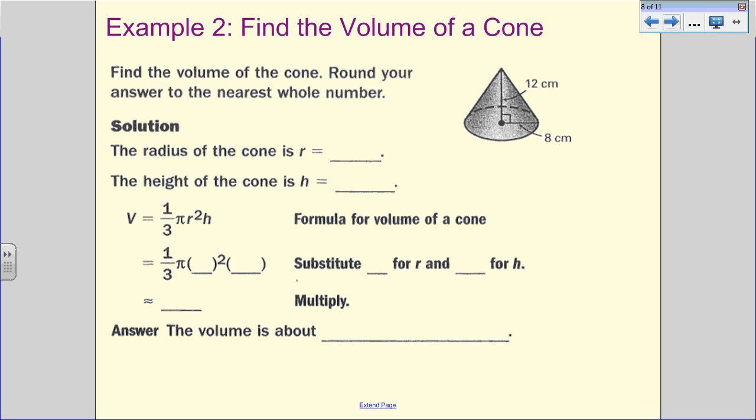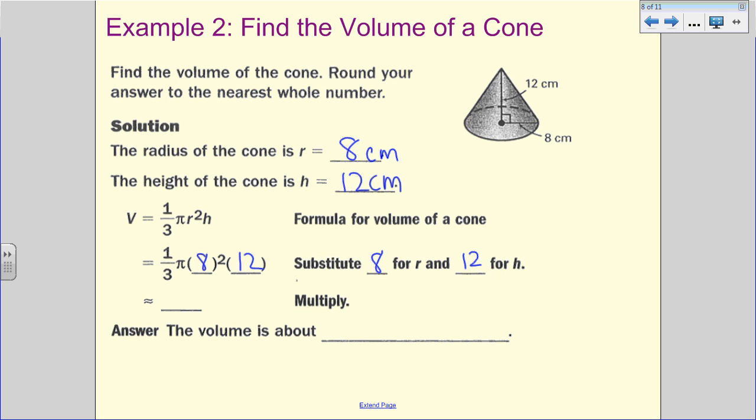All right, so example 2, we need to find the volume of that cone. So we're going to take a look. The radius is 8 centimeters and the height is 12 centimeters. So we have everything we need for our formula of the cones. We're going to type in 1/3 pi times 8 squared times 12 for the height, because we're substituting 8 for R and 12 for H. So we can type that all into our calculator exactly the way it appears.